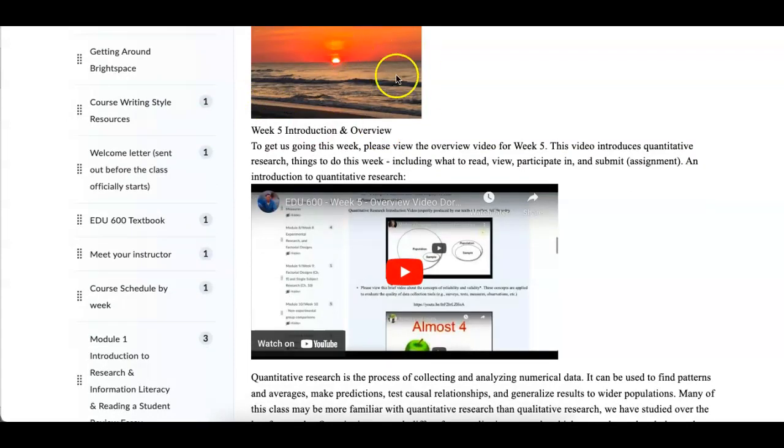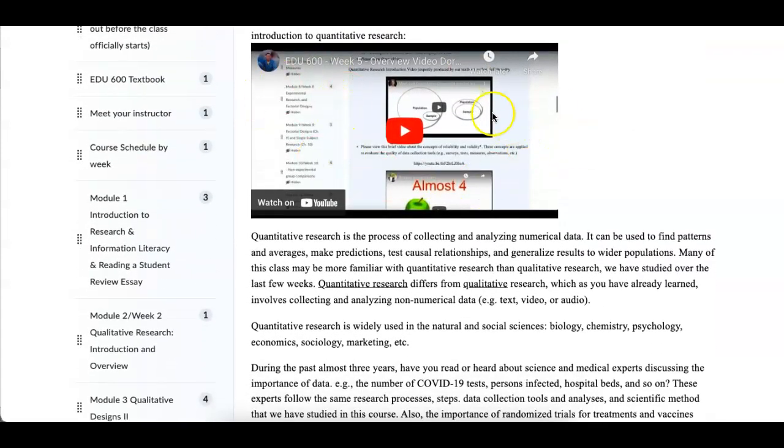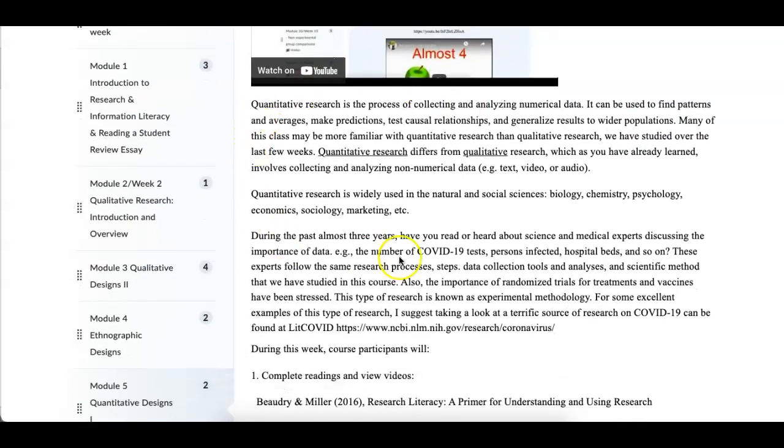As you can see, we have a beautiful sunrise here. The overview video that you're looking at right now is a little overview of what we are talking about with quantitative research. And then I mentioned COVID. During COVID, there was a huge amount of information. It's hard to believe that it's 3 years out that we've been dealing with COVID, actually starting in March, and a huge amount of information has to do with what kind of tests people are doing, what's responding. We're going to get to experimental research in a little while, which is part of quantitative research. So I provided a link if you want to take a look at that.